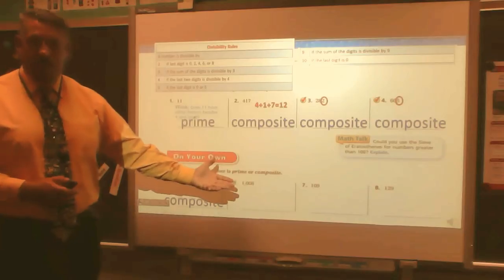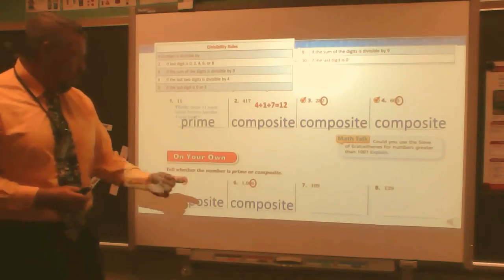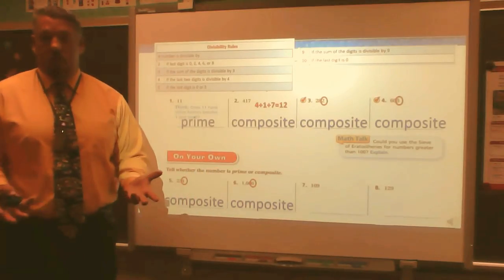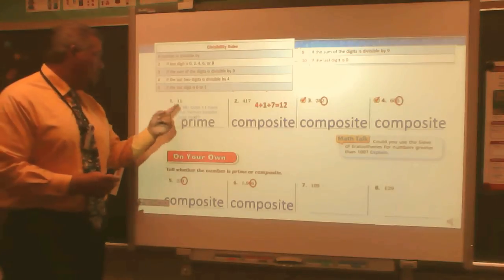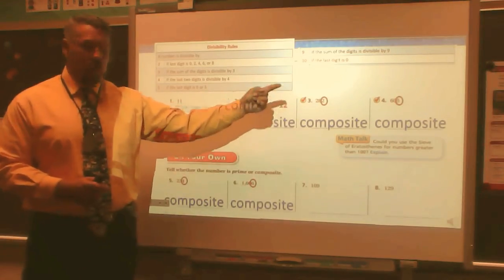1006, there's a 6 in the ones place. It's even, so I know it's composite. 109, well, that's not even, is it? So I don't know. My next 5s, well, it doesn't end with 0 or 5. So that eliminates the 10 also.